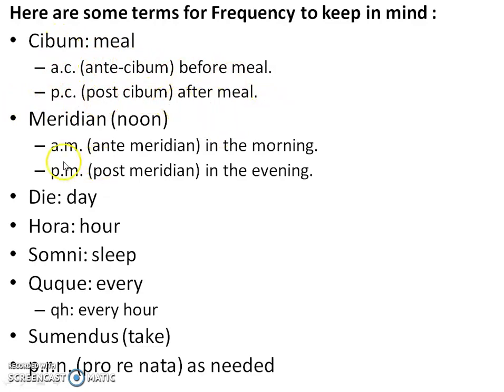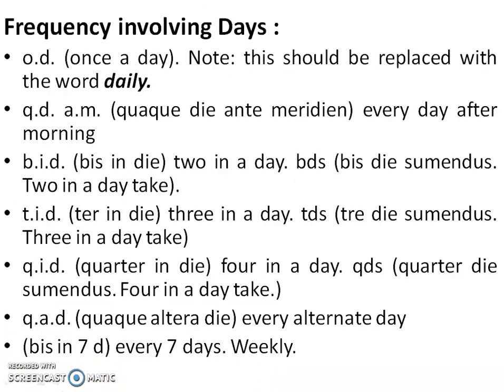PC, post cibum, after meal; meridian, that is noon; AM, antemeridian, in the morning; PM, post meridian, in the evening; die means day; hora means hour; somni means sleep; Q means every; QH means every hour; sumendus means take; PRN means pro re nata, as needed. Frequency involving days: OD, once a day. Note this should be replaced with the word daily.